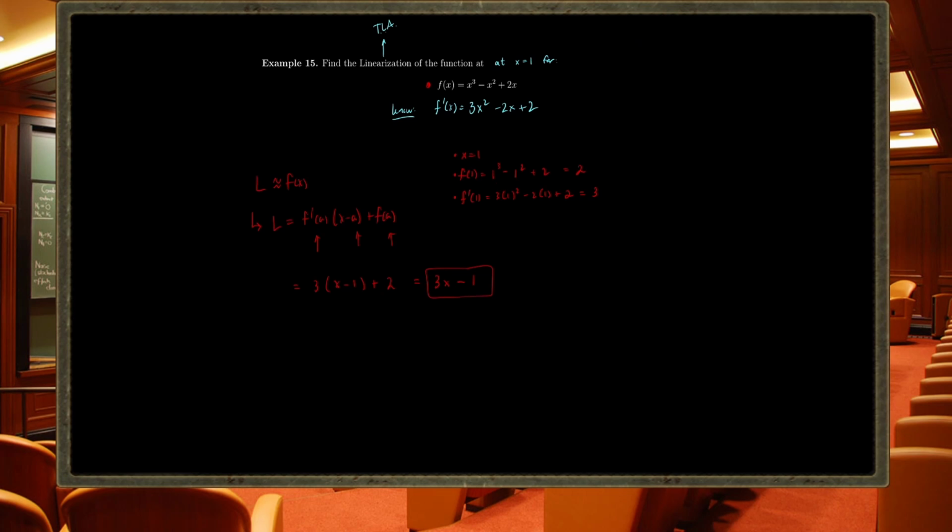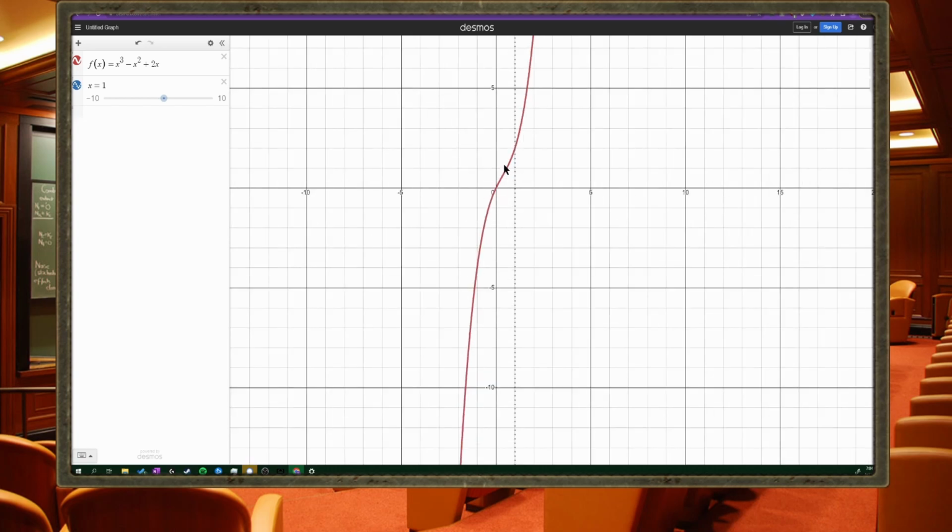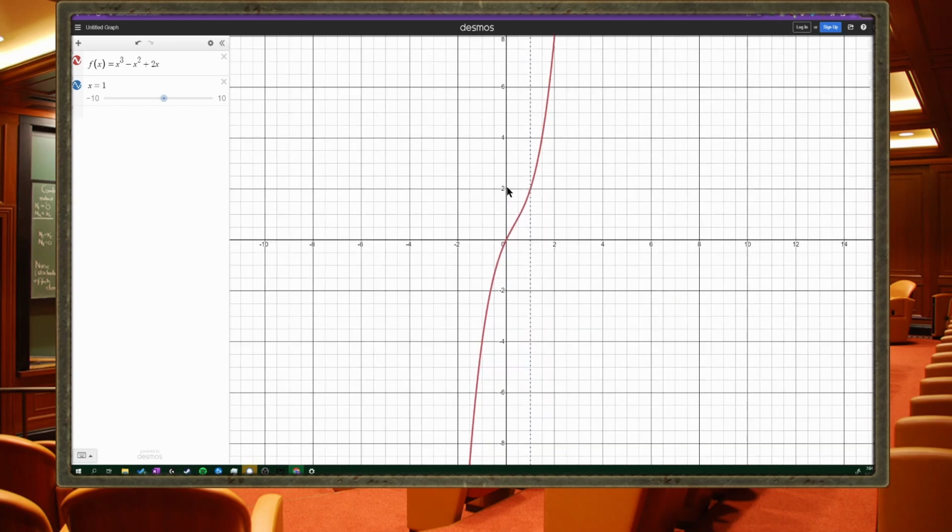So, you know, again, kind of what does this look like? Here's our f of x. It's this cubic function here. And so then at x equals 1, we're looking at this point here on the graph. So x equals 1 and f of 1 equals 2. So we know we're at this height. And then we know that the slope at this point is 3.